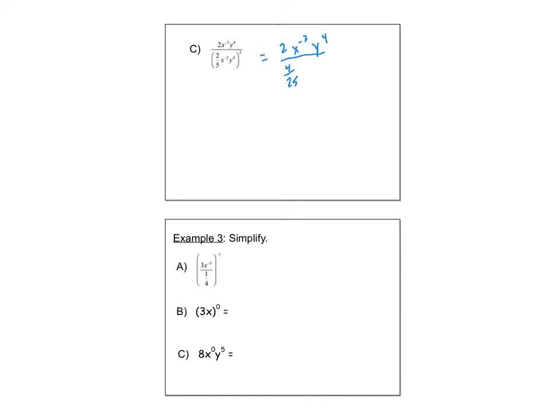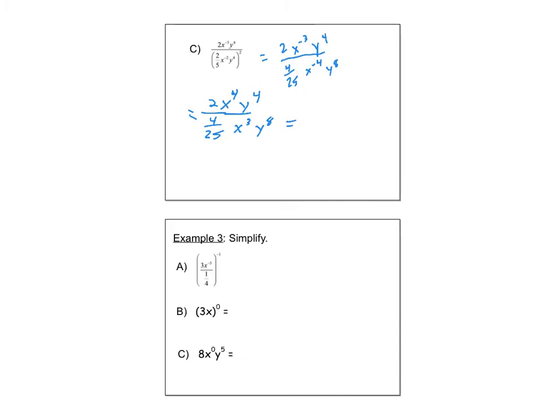x to the negative 2 to the 2nd power is x to the negative 4. And y to the 4th to the 2nd power gives us y to the 8th. So now I've just got 2 over 4/25. x to the negative 3, I'm going to move down and become x to the 3rd. y to the 4th is going to stay up here. x to the negative 4 is going to flip up and become x to the 4th because it's the negative power. And y to the 8th is going to stay down here because it's a positive power.